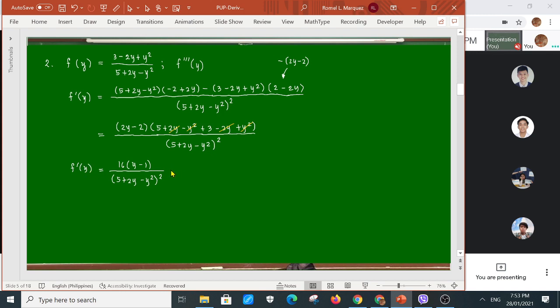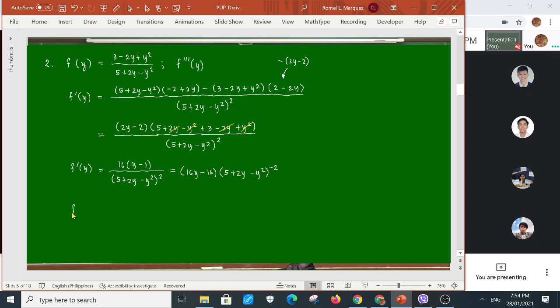Okay. Let's put this in what? In product form. Because product form is easier to differentiate than quotient form. And I will bring this back inside, because it is harder when it is outside. 16y minus 16 times 5 plus 2y minus y squared quantity to the negative 2.